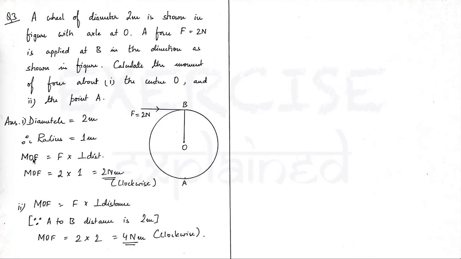So we can write moment of force is equal to force into perpendicular distance. Force happens to be 2 Newton, which is given here. Perpendicular distance is 1 meter, so 2 into 1 gives us 2 Newton meter. And we need to write the directions. You can see here this is going to be acting from left to right. So the wheel is going to rotate in clockwise direction, the way my mouse is rotating.